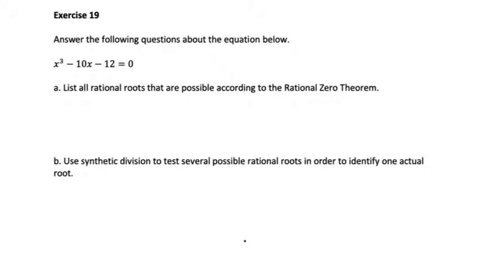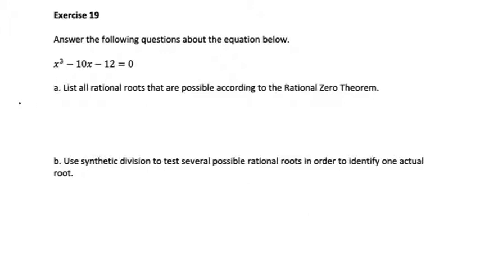I'm going to do one more example here in this video. This is exercise 19 from the homework, and you're going to see a similar problem in your homework assignment. So we have the equation x to the third minus 10x minus 12 equals 0. And our first part of the problem is to list all rational roots. Now this problem is written a little differently because it's already set equal to 0 instead of being a function. And they're asking me for roots instead of zeros, but it's essentially the same thing. So don't let that throw you off.